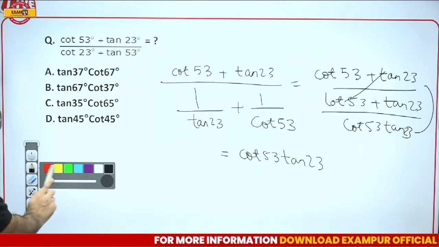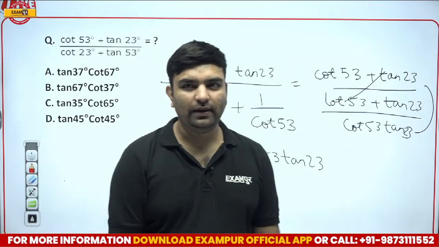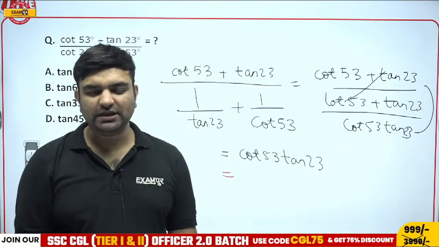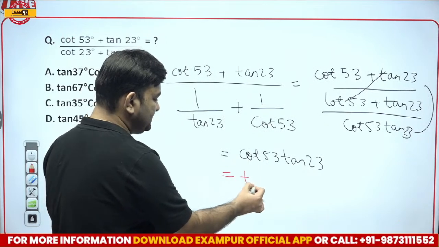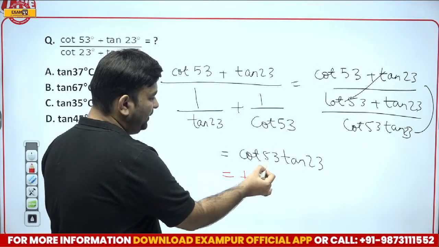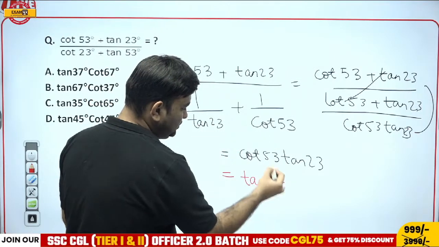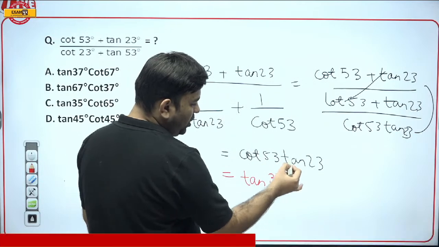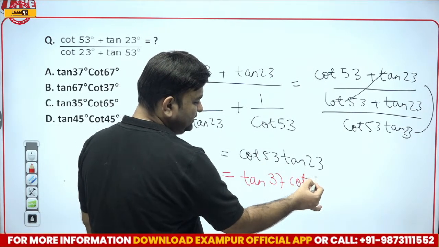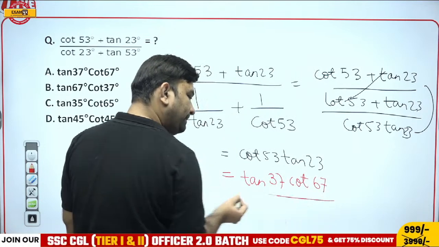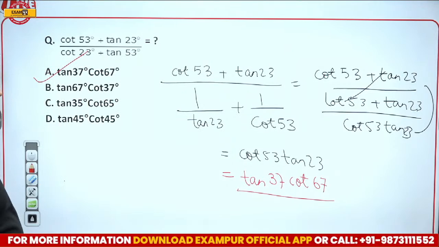But since there was no such option, we applied the complementary relation as well. Complementary of cot is tan. Complementary of 53 is 37, so that it becomes 90. Complementary of tan is cot. 23 might be 67. Best.